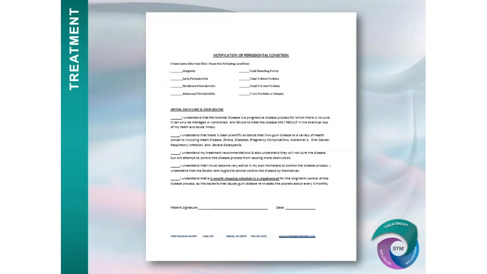All right. What's great about the STM program as well is that it comes with documents that you don't have to really think about. So this is an example of one of those documents, which states a notification of perio. It quantifies what we're seeing in their mouth. So how many bleeding points, how many pockets do they have? And it puts something on paper so they can understand that this is a serious matter.